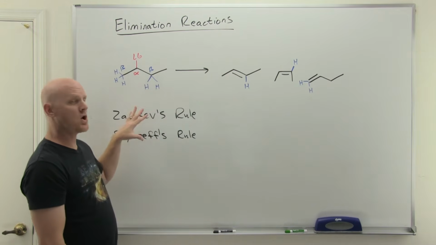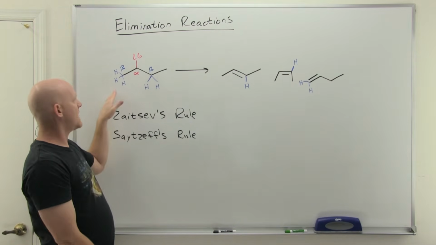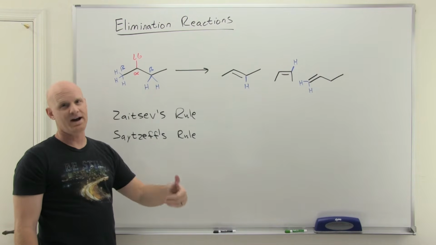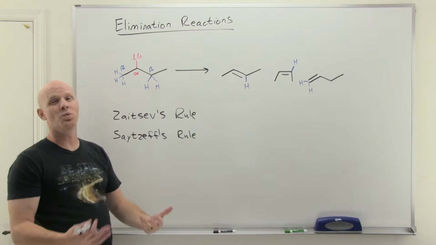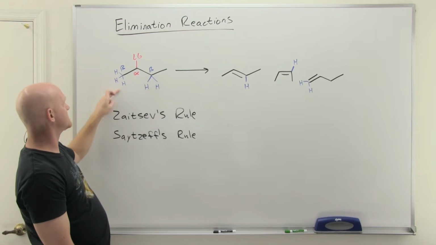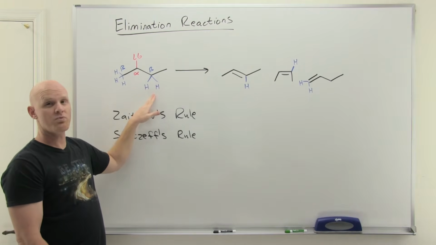So what Zaitsev ultimately said is that when you've got multiple beta carbons, you always want to prefer the one with the fewest hydrogens. That's the way he worded it. So in this case, we can see that this beta carbon has only 2 hydrogens, and this one here has 3 hydrogens. So he would say prefer the one on the right here.